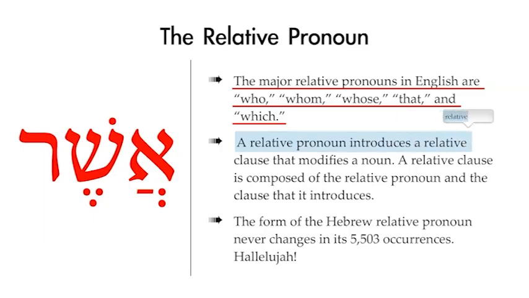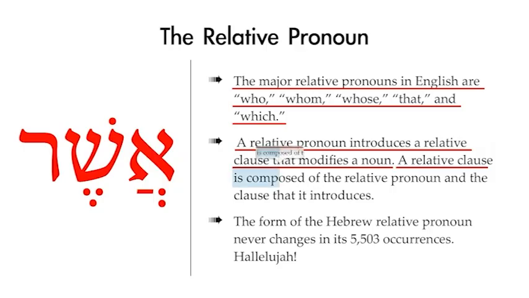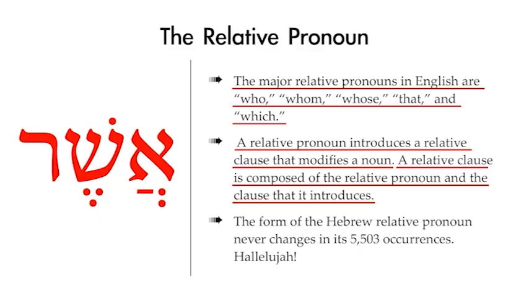A relative pronoun introduces a relative clause that modifies a noun. A relative clause is composed of the relative pronoun and the clause that it introduces. You can think of a relative pronoun and its clause as a giant adjective, and it's going to modify a noun. Finally, the form of the Hebrew relative pronoun never changes in its 5,503 occurrences in the Hebrew Bible.